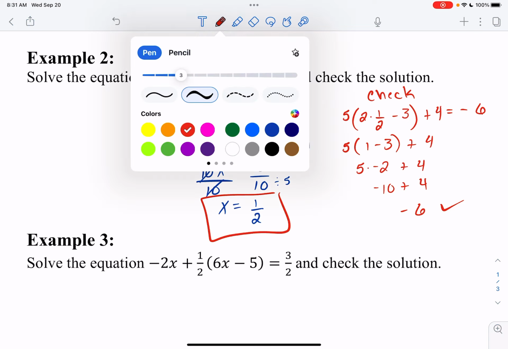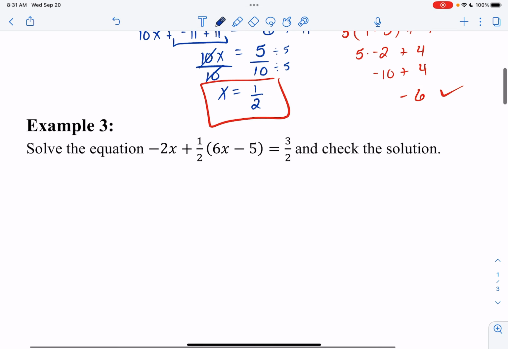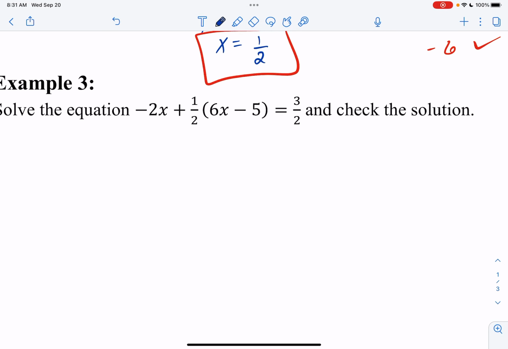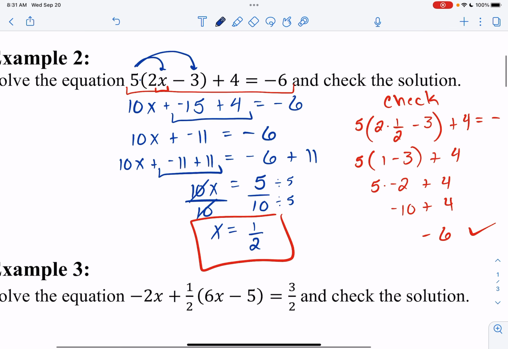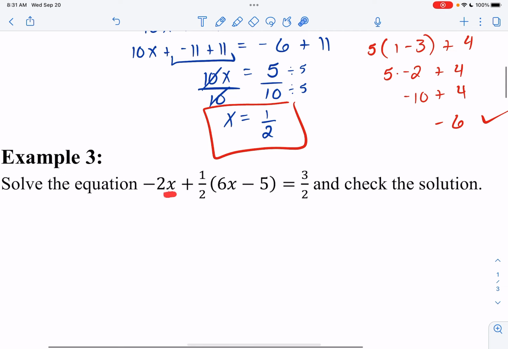Next, we're going to solve this equation: negative 2x plus 1/2 times 6x minus 5 equals 3/2. This one is different from the last. The first one only had 1x in it, right there. This one's got 2.